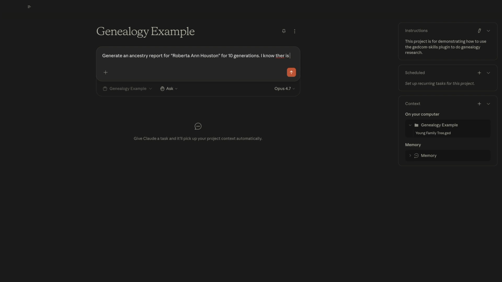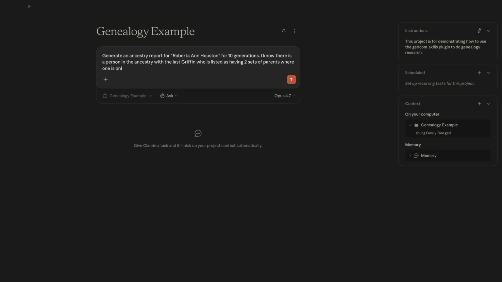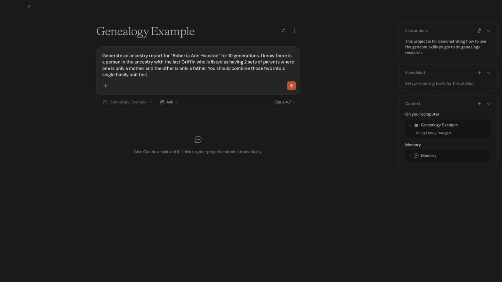I know there's some bad data in here I wanted to be able to catch, so I need to tell it about that too. I know there is a person in the ancestry with the last name Griffin who is listed as having two sets of parents, where one is only a mother and the other is only a father. You should combine those two into a single family unit, because that is just a data error in the file.